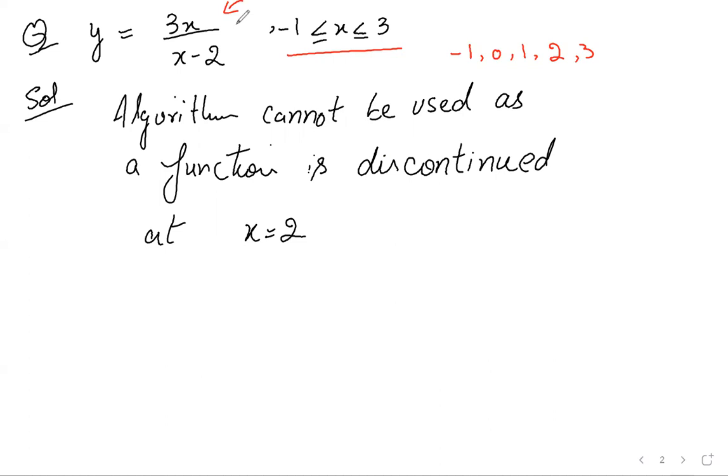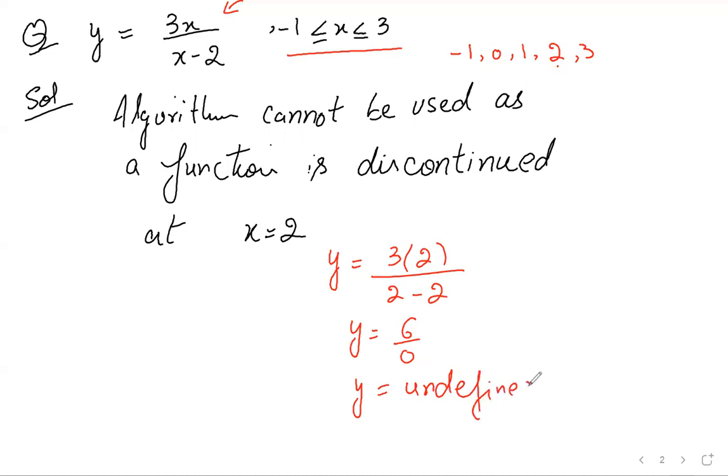By applying them one by one, when I put in 2, I didn't get any possible answer. I got an undefined answer. So the algorithm cannot be used, as the function is discontinuous at x equal to 2. If I put 2 in my function instead of x, I get y equals 6 over 0. Anything divided by 0 is undefined, which means my function is discontinuous at x equal to 2. So it doesn't satisfy my condition that the function must be differentiable on the interval, and we're not going to work on this more.